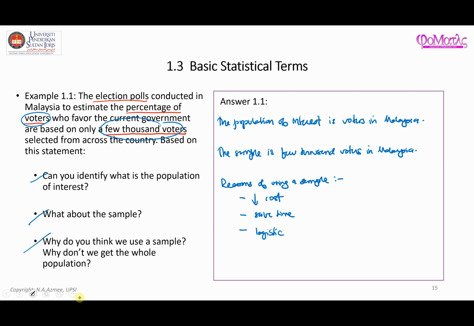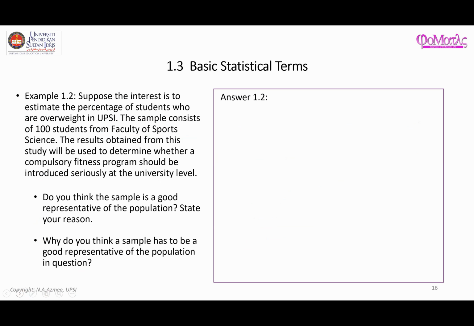All right, let's look at the next example. Suppose the interest is to estimate the percentage of students who are overweight in UPSI. The sample consists of 100 students from the Faculty of Sports Science. The results will be used to determine whether a compulsory fitness program should be introduced at the university level. Do you think the sample is a good representative of the population? State your reason.